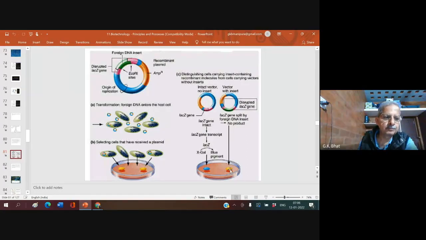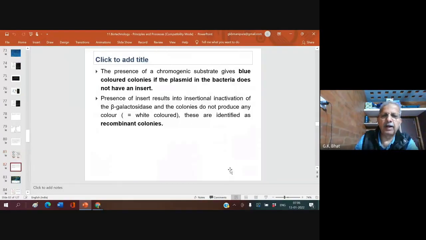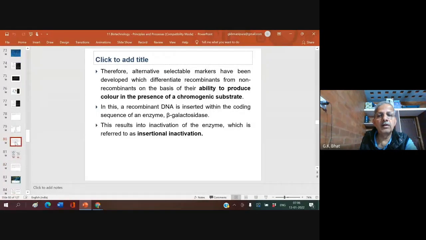Understood? Again, I am explaining. The presence of a chromogenic substrate gives blue-colored colonies if the plasmid in bacteria does not have an insert. Presence of insert results in insertional inactivation of beta galactosidase, and colonies do not produce any color. Understood? Is it clear? Please tell me. You want me to explain again?